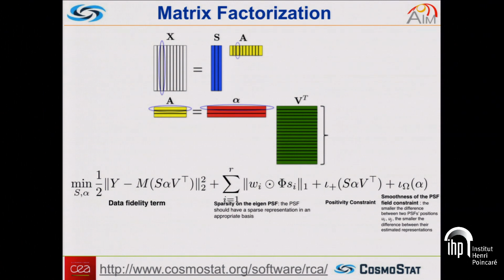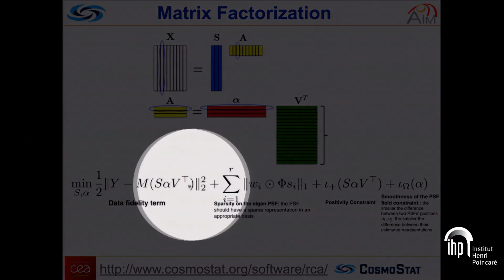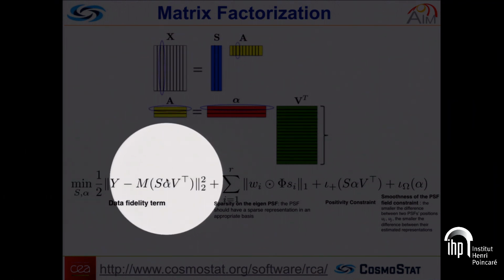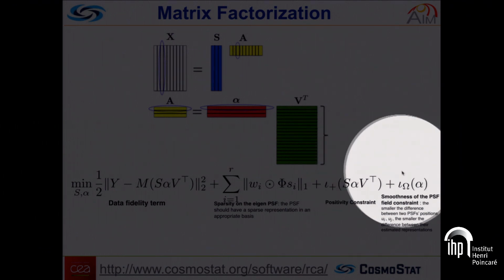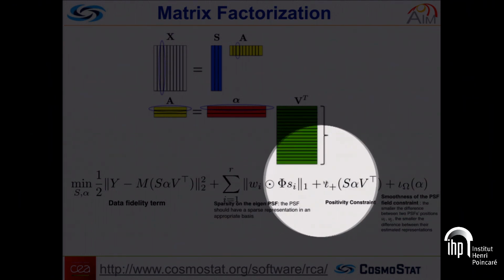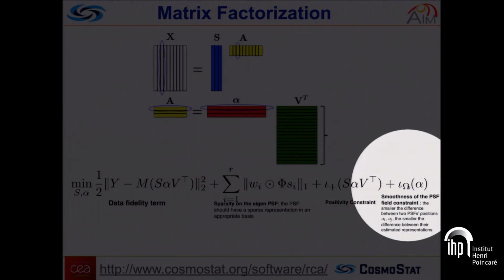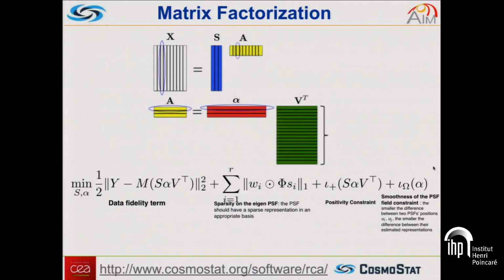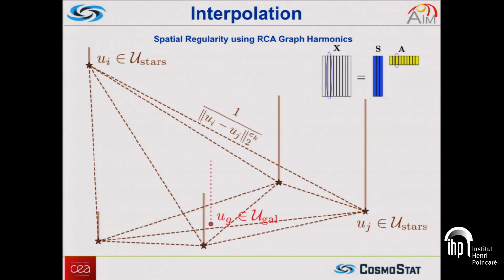So the problem to solve, plugging it all together, we have a fidelity term, which is here. So you have to find S and alpha. And S is sparse in the wavelet domain. You have a positivity constraint, and you have a smoothness constraint on the alpha coefficient, which will be just the L0 norm of this alpha coefficient. And using proximal theory, we know exactly how to solve this kind of problem. I'm not going to enter into the details, but you can really solve this equation.